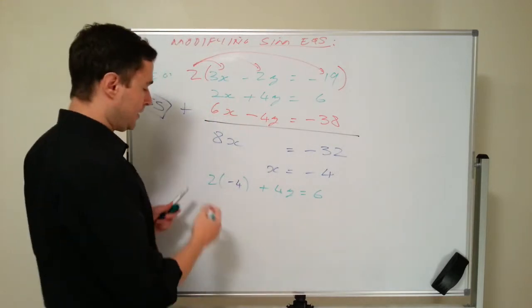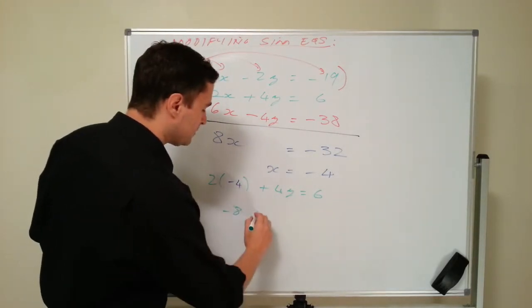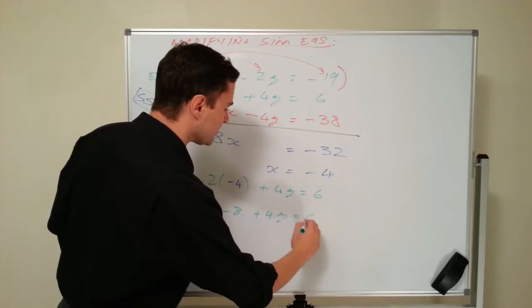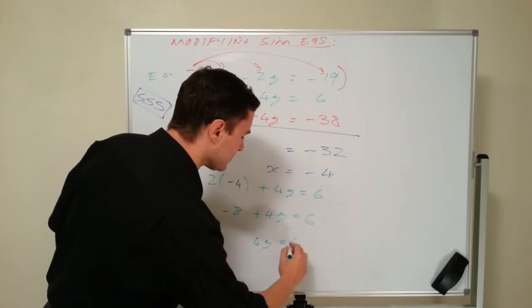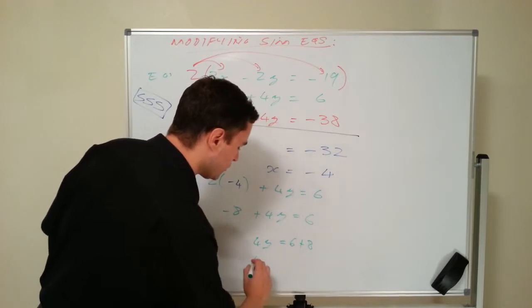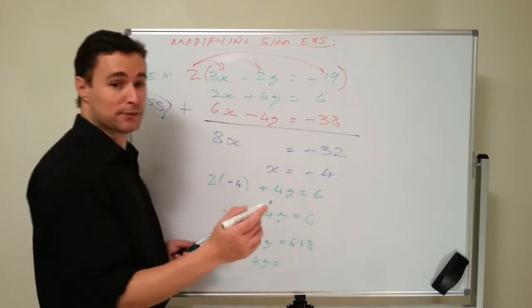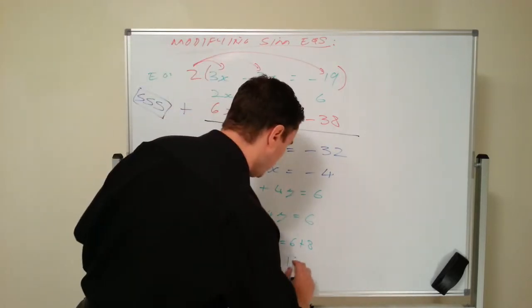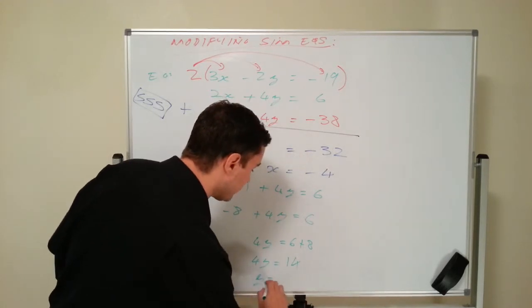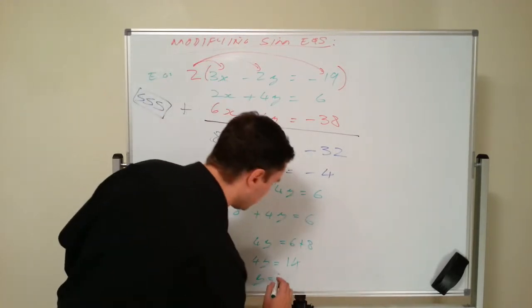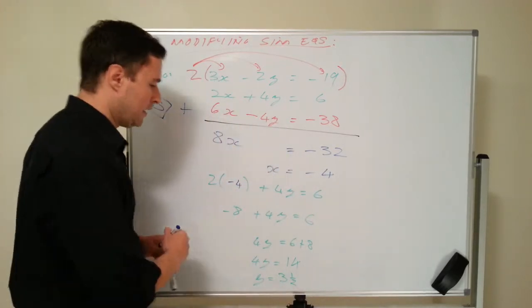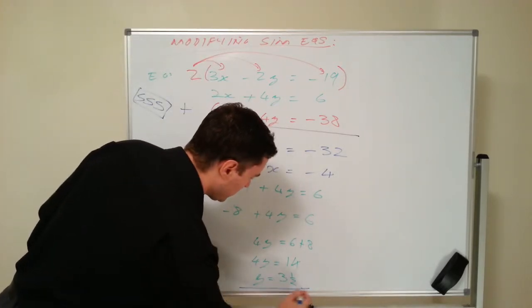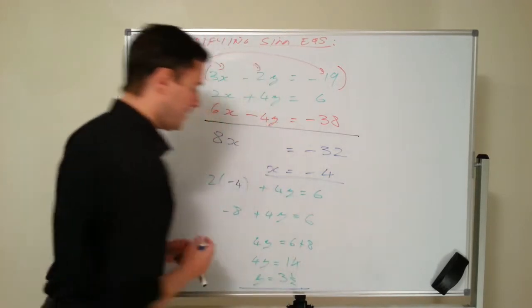And let's tidy this up now. 2 times negative 4 is negative 8, plus 4y equals 6. Opposite of minus 8 is plus 8. 4y equals 6 plus 8. So 4y equals 14. y equals 14 divided by 4 is 3.5. Okay, go and check that. Alright, I rushed there because I was running out of space. So there's my one answer, there's my other answer.